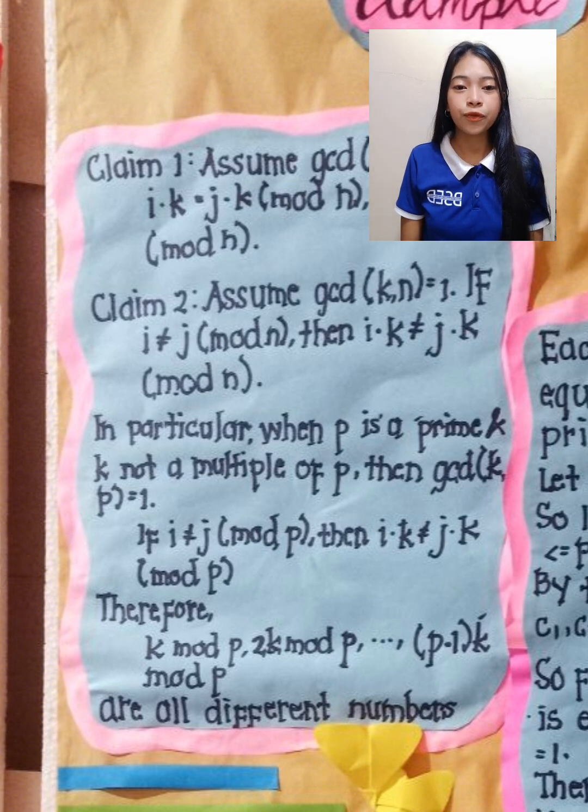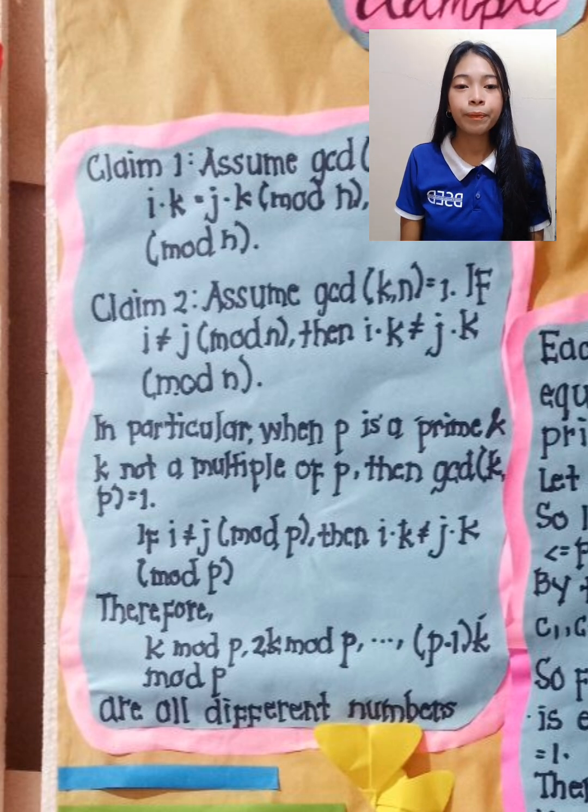For the special case of prime modulus p, when p is a prime, k is not a multiple of p, and GCD(k, p) is equal to 1, claim 2 implies that 1 times k mod p, 2 times k mod p, and so on, up to p minus 1 times k mod p, is a rearrangement of 1, 2, and so on, up to p minus 1. All these numbers are distinct because of claim 1.